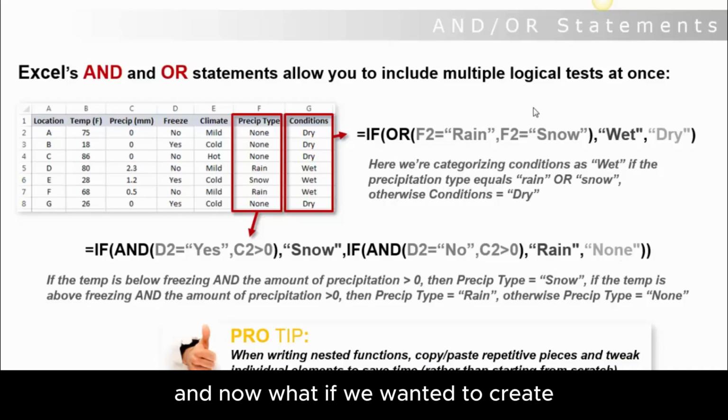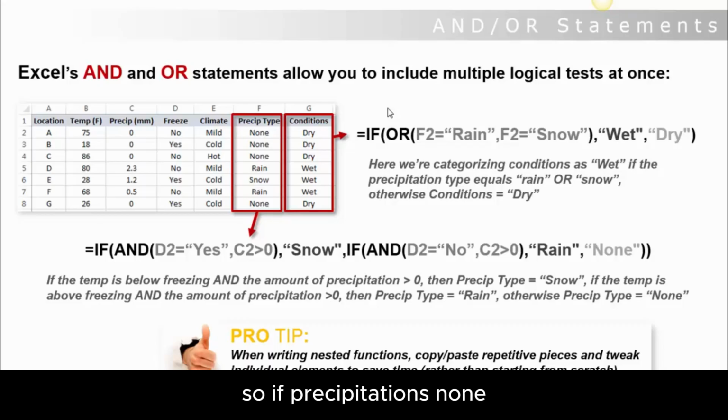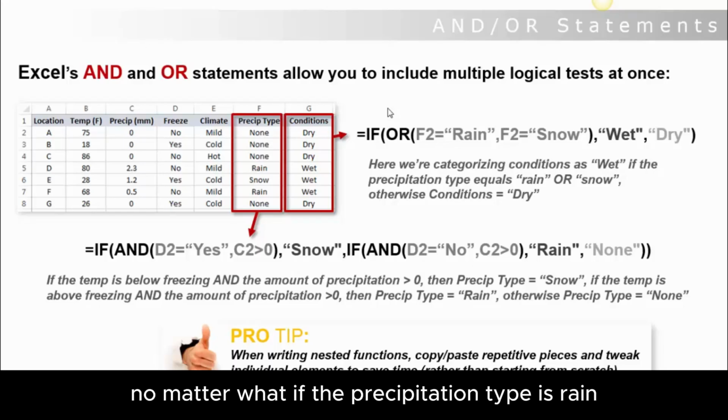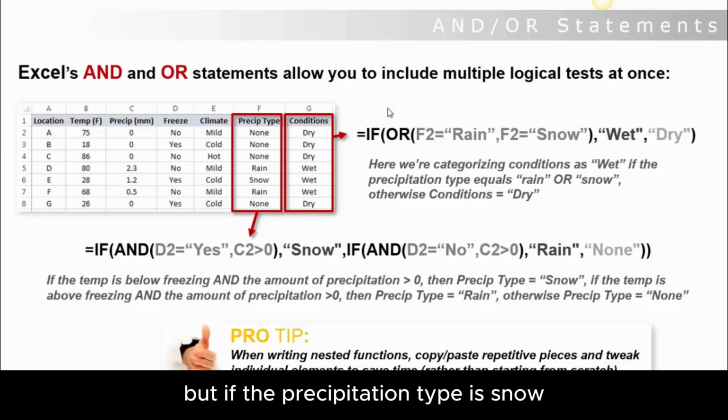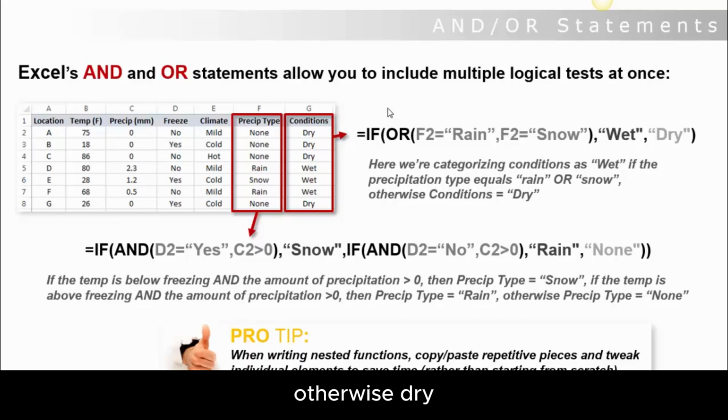And now what if we wanted to create an additional field called conditions that are either equal to wet or dry? And the conditions are just based on precipitation. So if precipitation's none, we know that the conditions are going to be dry no matter what. If the precipitation type is rain, conditions are wet. But if the precipitation type is snow, the conditions will also be wet. So we could say if precipitation type is rain, then wet. If precipitation type is snow, then wet. Otherwise dry, and do it like a traditional nested if.